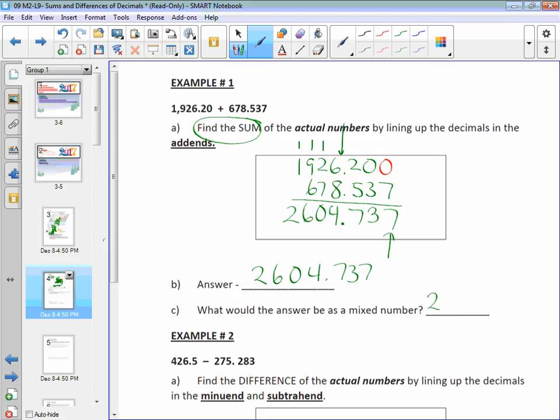Eleanor. 2,604. Right. Okay. That's a mixed number. Okay? Whole number followed by a fraction.